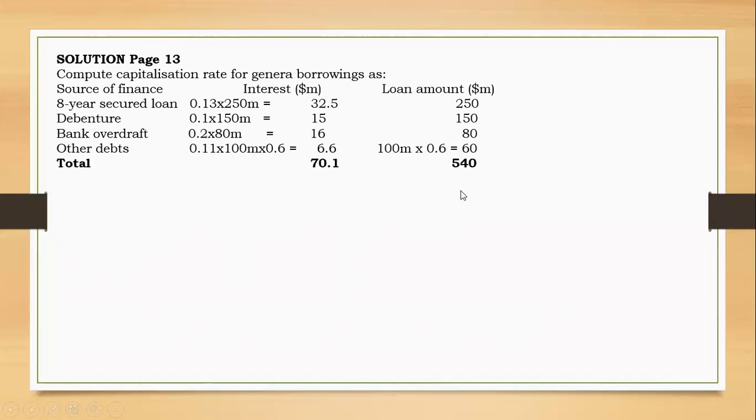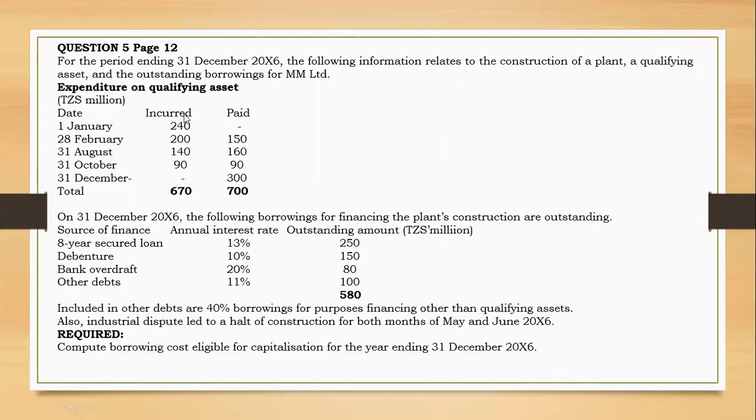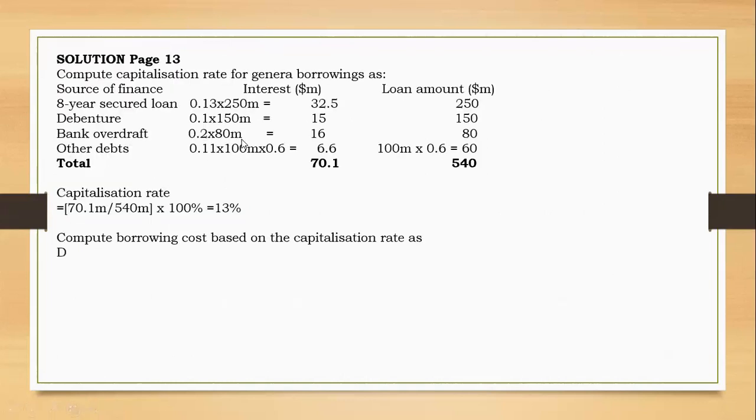And then I can obtain the total interest and the total loan amount. If I divide them, I would obtain my rate of capitalization. That would be 13%. Now, after having obtained that, you have to compute borrowing cost based on the capitalization rate. Now, you start with the dates as given from the question. We had 1st January, 28th February, 31st August, 31st October, 31st December, using the amounts paid. So if you do that, you can have the date and the borrowing cost.